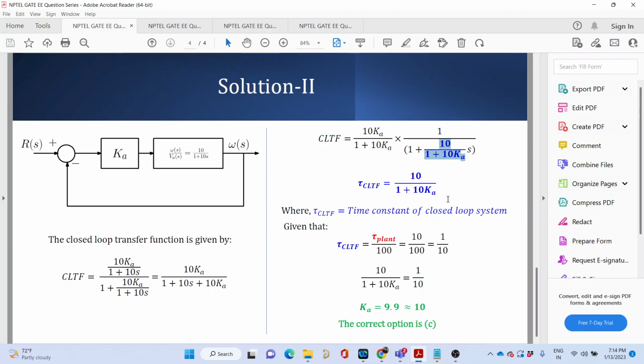Now, according to the question, your objective is to make this time constant 100 times the time constant of the plant. Plant time constant you have already found to be 10. 10 divided by 100 is 1 by 10. So you equate this and you get k equal to 10. So the correct answer is C.